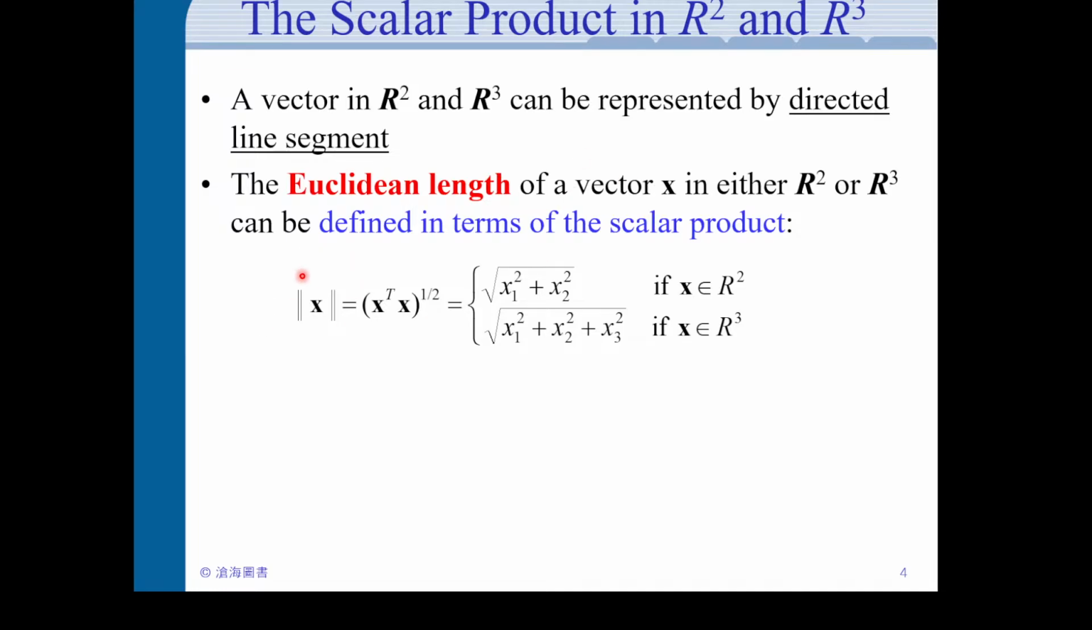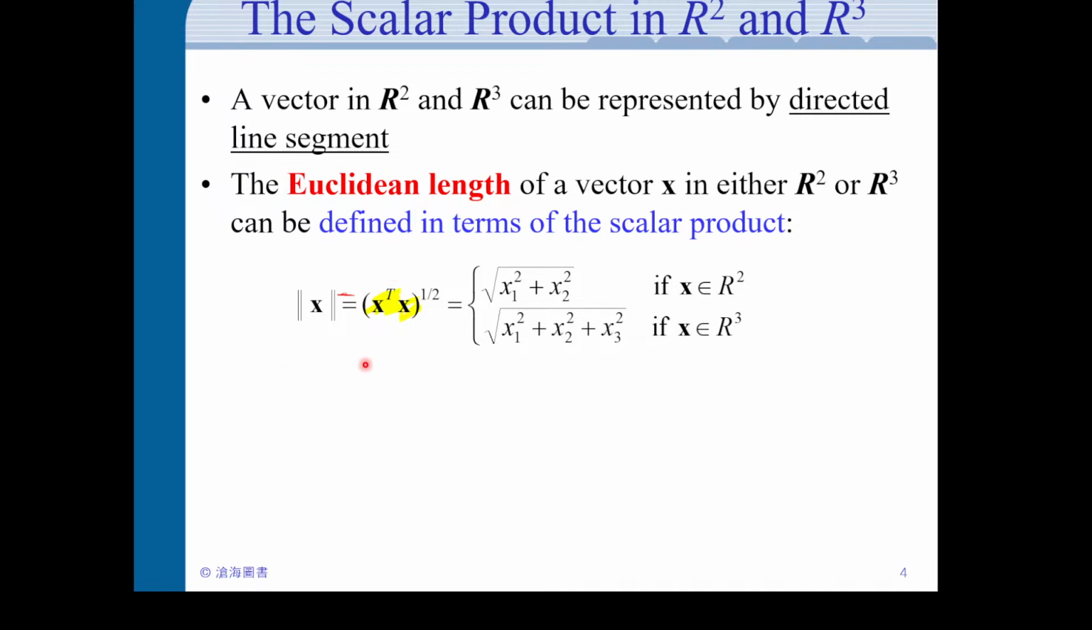The length of a vector is just the square root of the vector's scalar product with itself. So we take this x transpose x. This is a scalar product. Then we take a square root. That's the definition of our length here. So the length of any vector is the square root of the scalar product of it with itself.